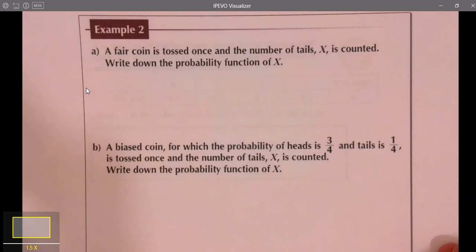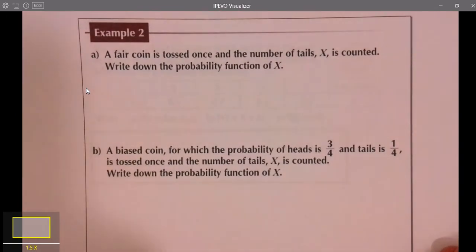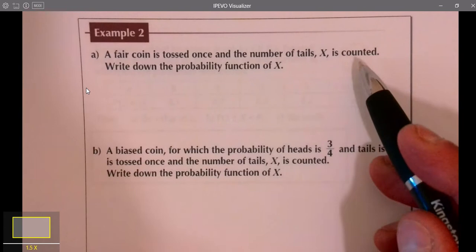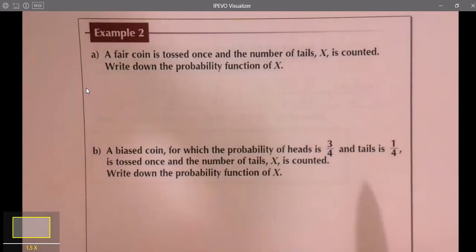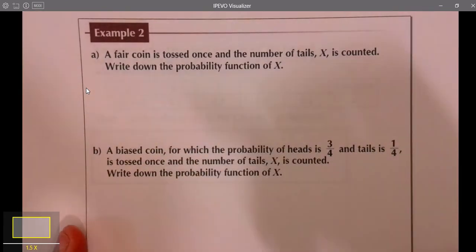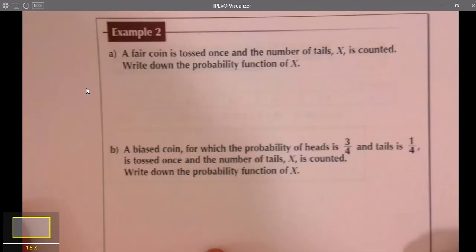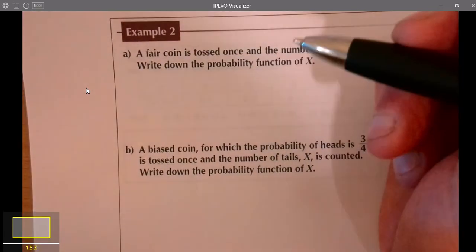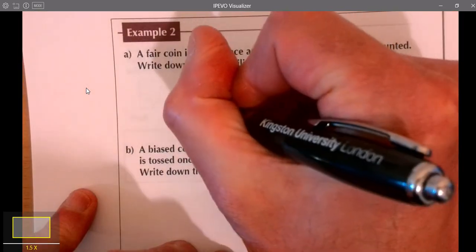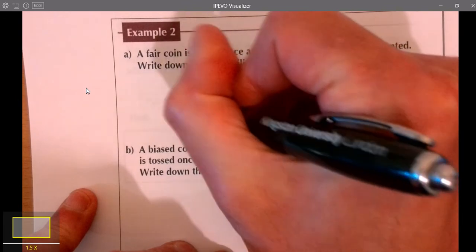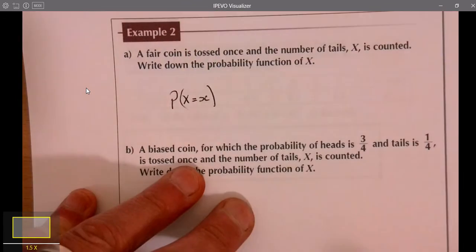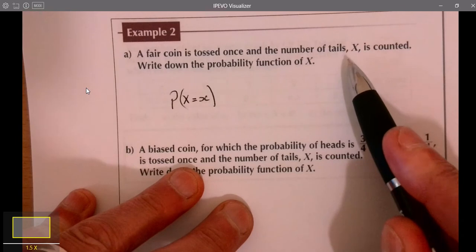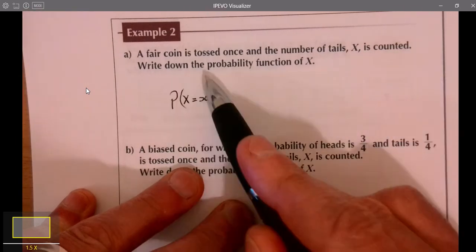This is the best way to do this. A fair coin is tossed once, and the number of tails x is counted. Write down the probability function. Right, it talks about a probability function. That sounds a little bit scary, but it's basically the same thing as drawing out a table. Let's just jot this down, it's just about getting our notation correct. A fair coin is tossed once, and the number of tails, x, is counted. Write down the probability function.